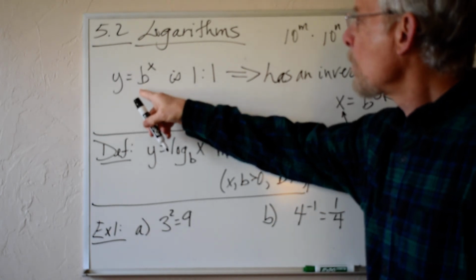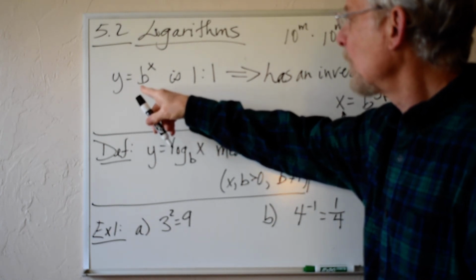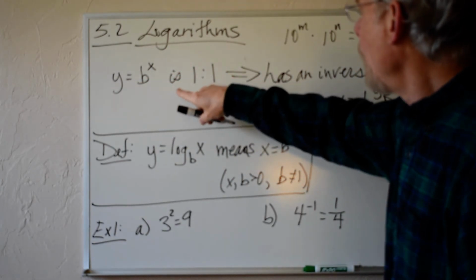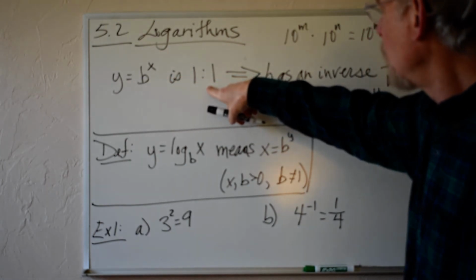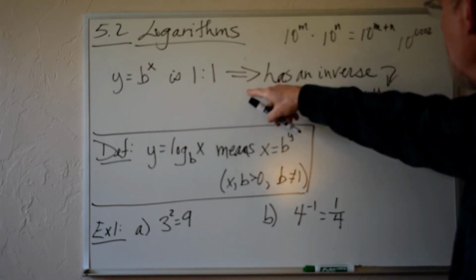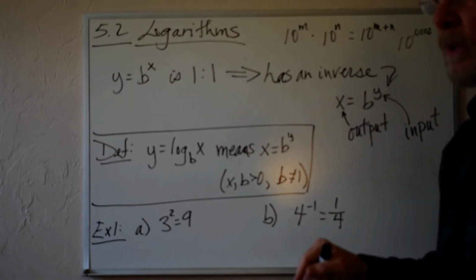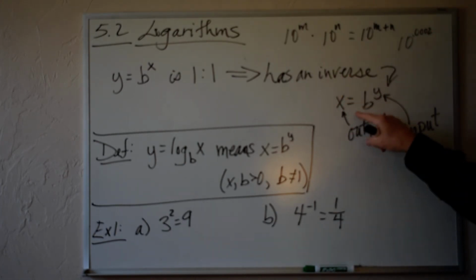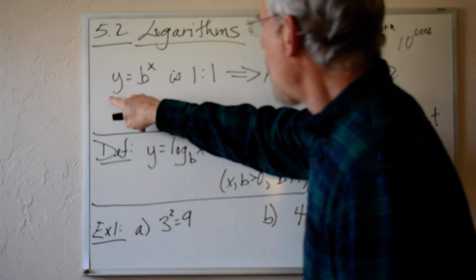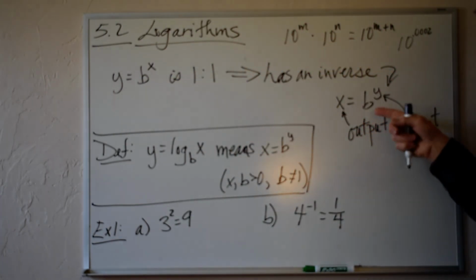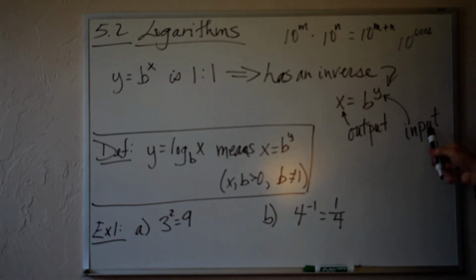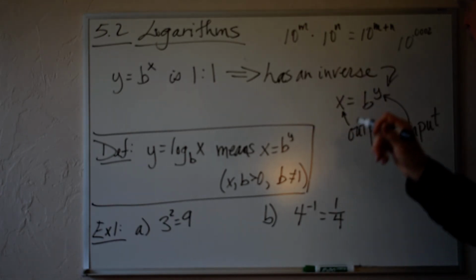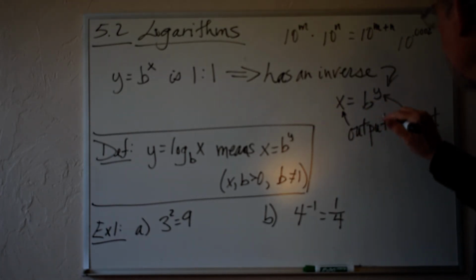For us, we just studied exponential functions. y equals b to the x is the standard form. So the exponential function is 1 to 1, which implies that it has an inverse. Every function that is 1 to 1 has an inverse, and vice versa. So if we just reverse the variables, instead of y here and x there, we just flip-flop them, we have a statement where y is our input, x is our output. That's a function.